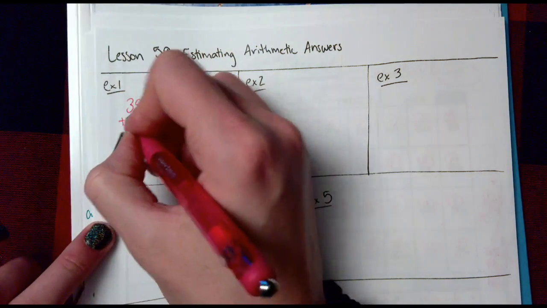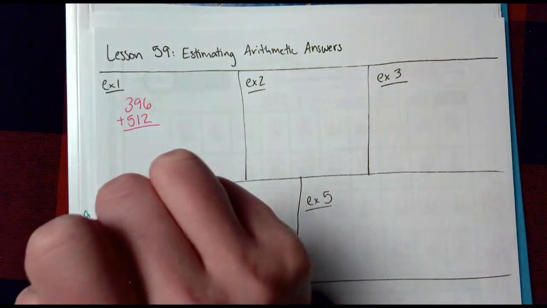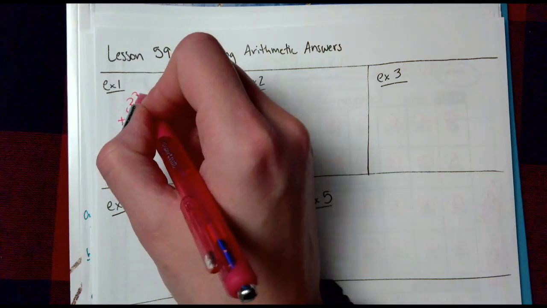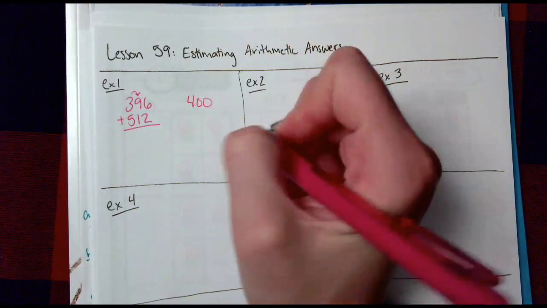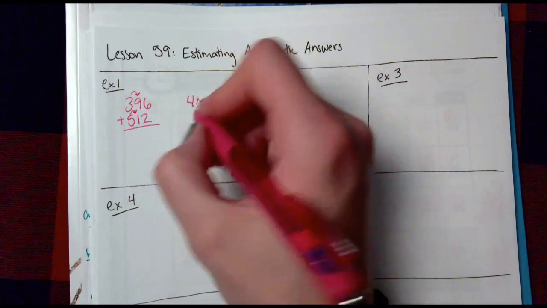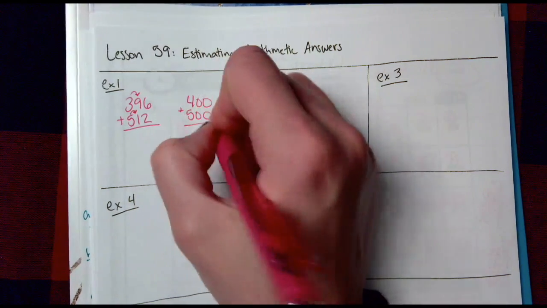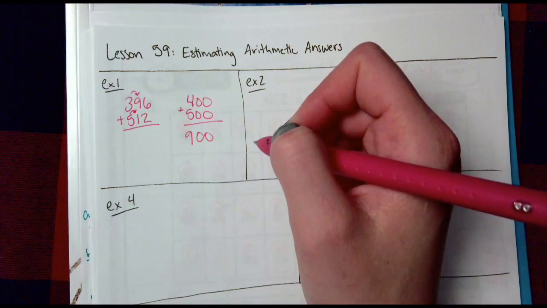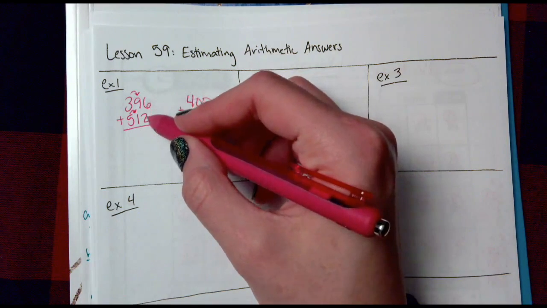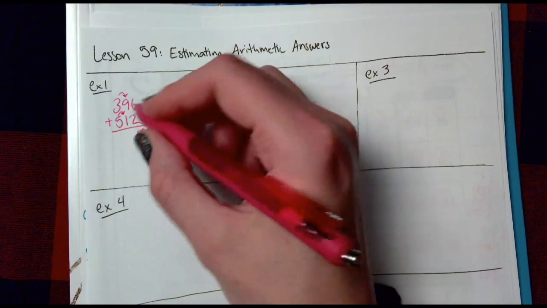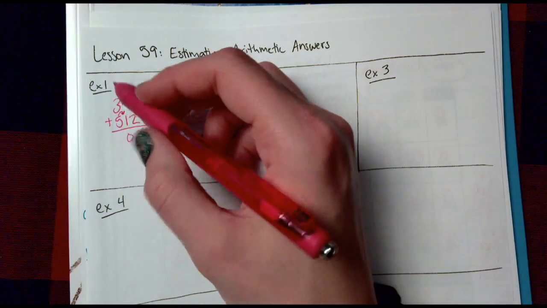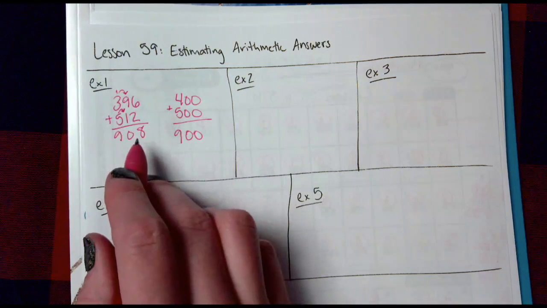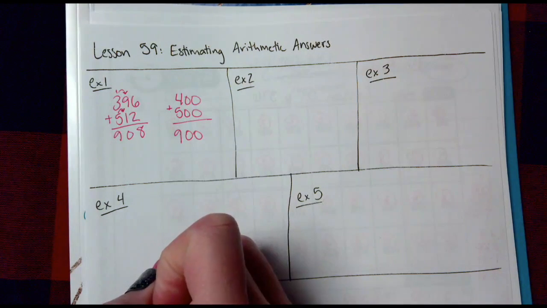396 plus 512. Well, you see both these are very close to the hundred, right? Because 3 looks at the 9, 9 says go up one time, so this would estimate to 400. 5 looks at the 1 says just stay the same, so we'd stay at 500, and then when we estimate this, we'd get 900. Now, if we find this exact sum, 6 plus 2 is 8, 9 plus 1 is 10, 1 plus 3 is 4, plus 5 is 9, we get 908. So see, those are very, very close, and our estimating answer was much faster.